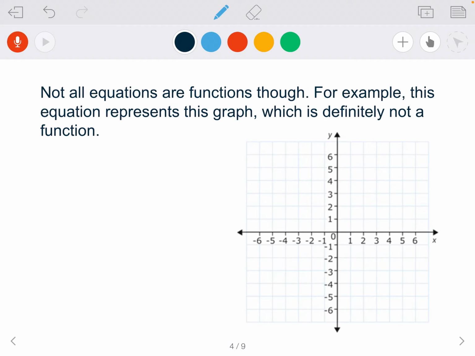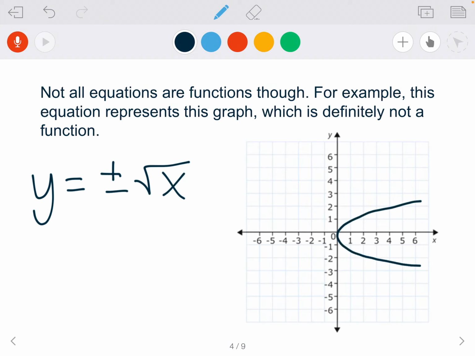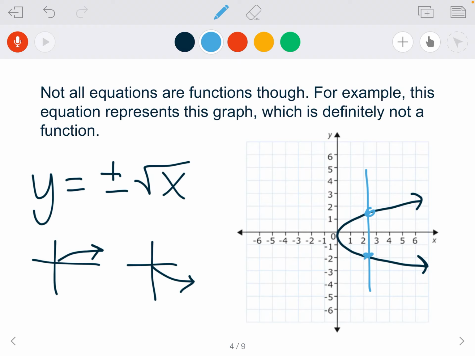But not all equations are functions, though. So for an example, here's an equation, y equals the positive or negative square root of x. This equation does not represent a function because it kind of looks like this. If you were to go into Desmos and do y equals the positive square root of x, you would get the upper half like this. And if you do y equals the negative square root of x, you would get the lower half. And so when you put those two together, you get this graph here. And of course, as we know, the vertical line test is not going to work because it goes through twice. So just because we have an equation doesn't mean it's a function, okay?